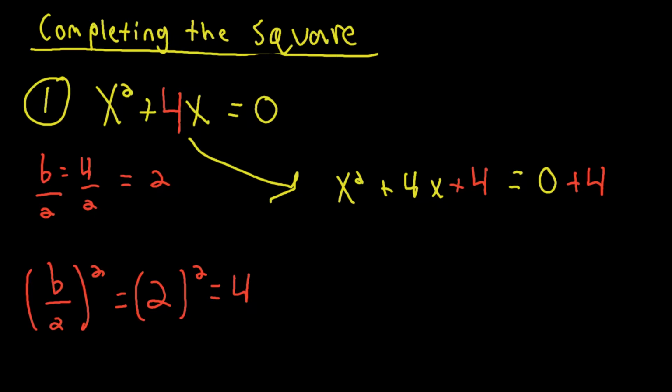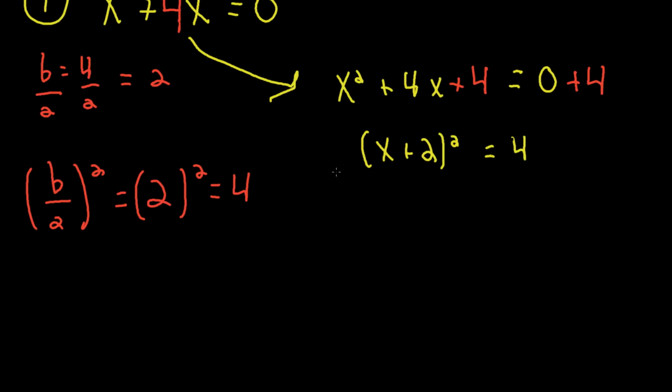Okay, well that will reduce down, well, x squared plus 4x plus 4 is the same thing. If I factored it, I would get x plus 2 squared equals 0 plus 4, which is just 4. Okay, now what I'm going to do is take the square root on both sides. So I'm going to take the square root of x plus 2 squared and the square root of 4. On the left hand side, the square root of x plus 2 squared is just x plus 2 equals the square root of 4, which is plus or minus 2.